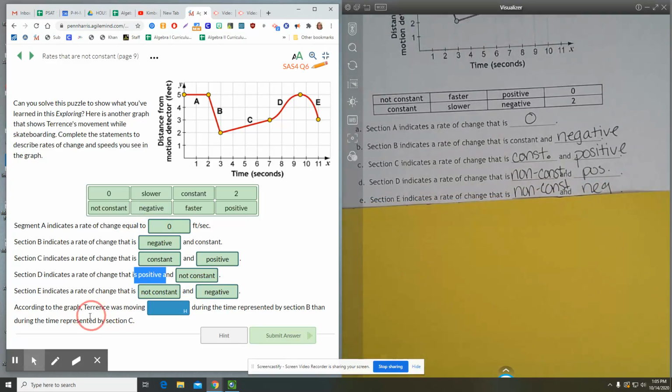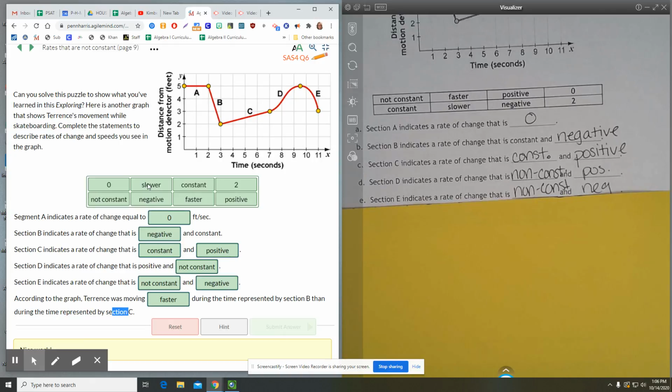And then lastly, according to the graph, Terrence was moving blank during the time represented by section B than during section C. So from section B to section C, I know B is negative, C is positive. Well, that doesn't really matter because we talked that there cannot be a negative speed. But B, I'm covering 1, 2, 3 feet in 1 second. Whereas in section C, I'm covering 1 foot in 1, 2, 3, 4 seconds. I am moving a heck of a lot faster in B than I am in C.